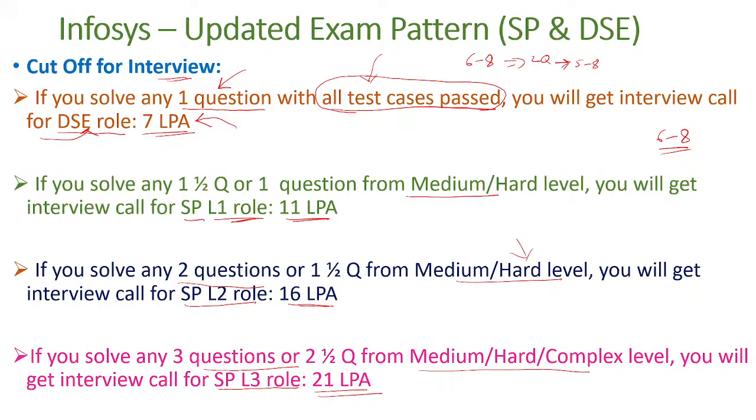21 LPA. Okay, so again in the interview, there will be a technical round. One more technical round in the interview you need to face. There also some coding questions will be asked. You need to write code in person in the interview. So this is the cutoff for getting an interview call.